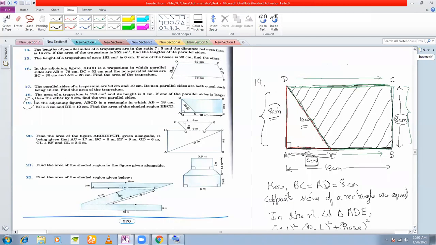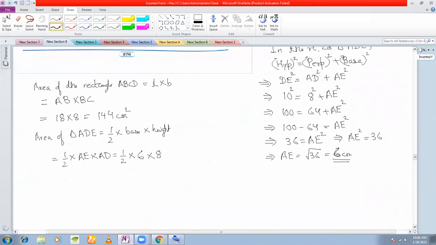This length here is 8 centimeter. This was given to be 8 centimeters. We said the opposite sides of a rectangle are equal. Therefore, this is also 8 centimeters. So therefore, cancel this. You get 24 centimeter square.